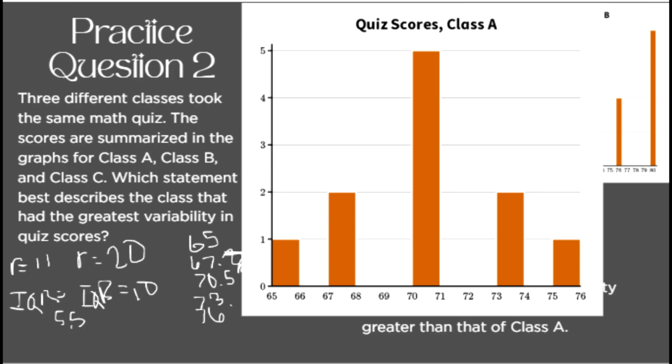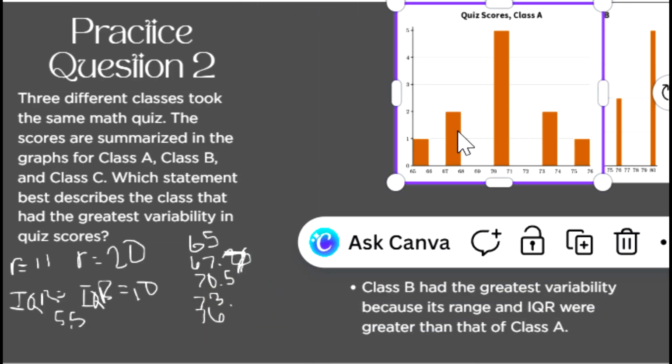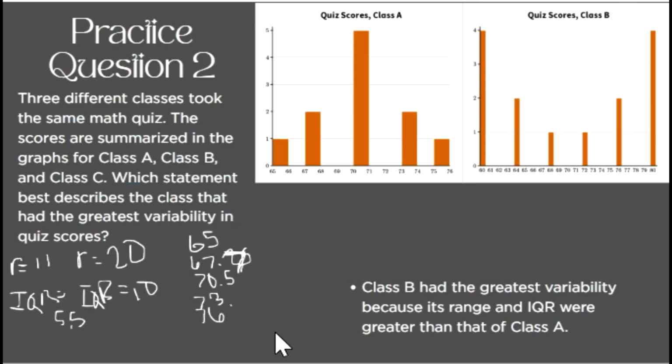Now, what's the statement that it's making? Get small for me, dude. Yep, get small for me and come over where we can see you. So Class B had the greatest variability because its range and IQR were greater. Range is greater, IQR is greater. So this is a possibility.